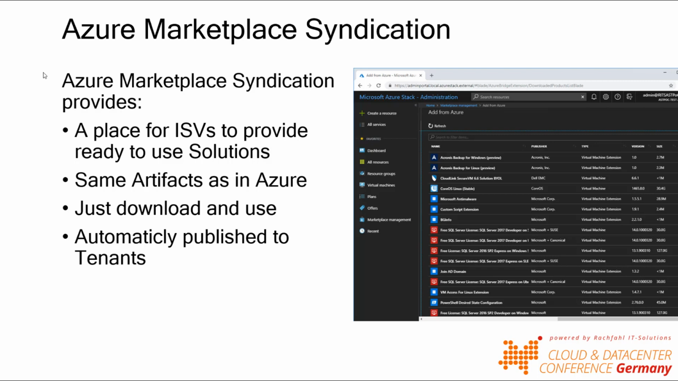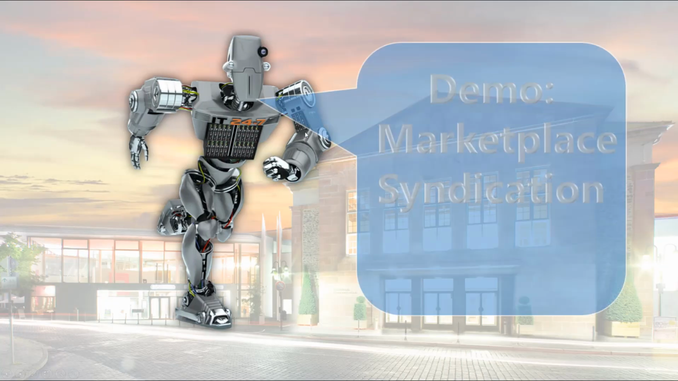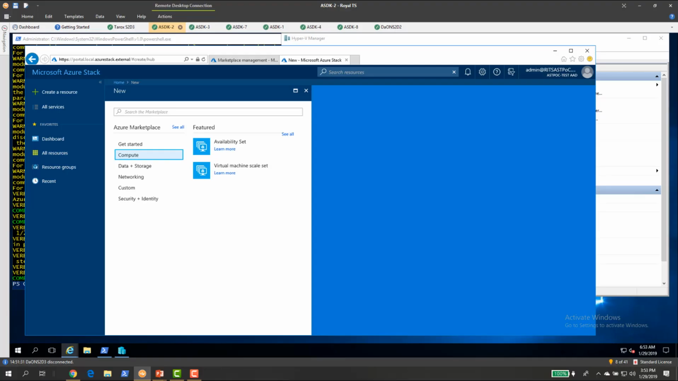So if the ISV who is developing for Azure is also testing it with Azure Stack and says it's available in the Azure Marketplace syndication for Azure Stack, we can just do the same. And I'd like to show you that, of course. So we switch back to our virtual machine here.